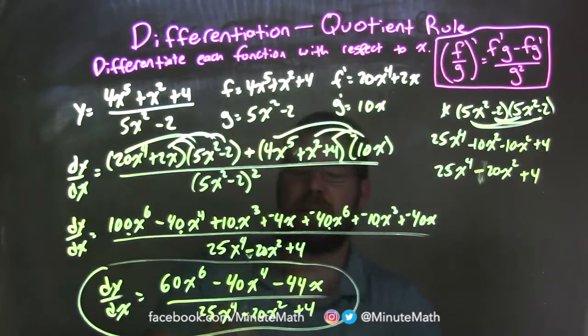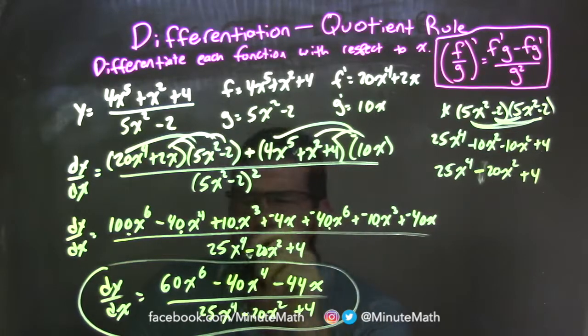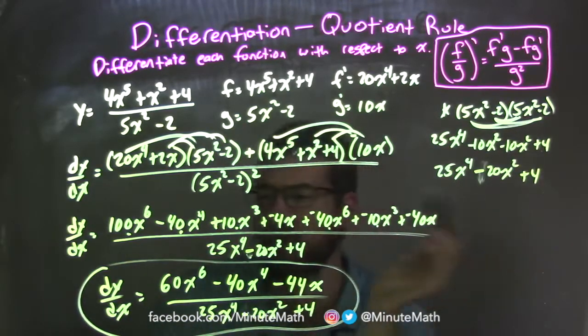So we have 25x to the fourth minus 20x squared plus 4. So that is actually our final answer. If you caught that, I bet you were watching that thinking, oh, what's he doing? What's he doing? Fix it right there. So put in the comment section below if you caught that mistake. dy dx, it's okay. We all make mistakes, right?